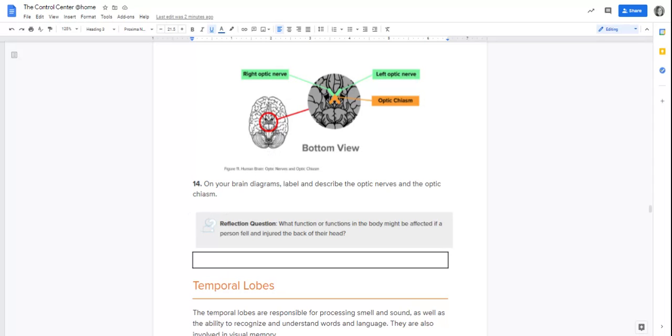Okay, so now it's time for a reflection question before we move on to the next section. What functions or function in the body might be affected if a person fell and injured the back of their head?